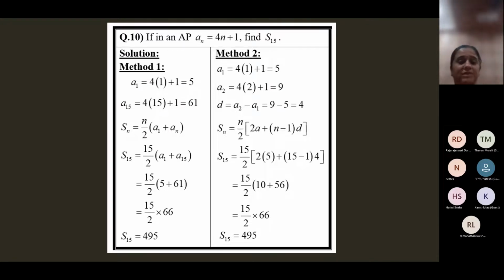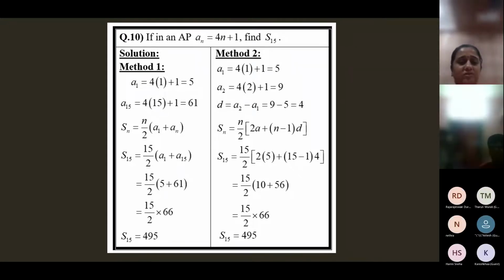Yeah, so you can see method 1 and method 2 is for the two different formulae we have. So you can see here I have used n by 2 of the first term plus the last term. Here n by 2, 2a plus n minus 1 into d. So accordingly, you will have to find.